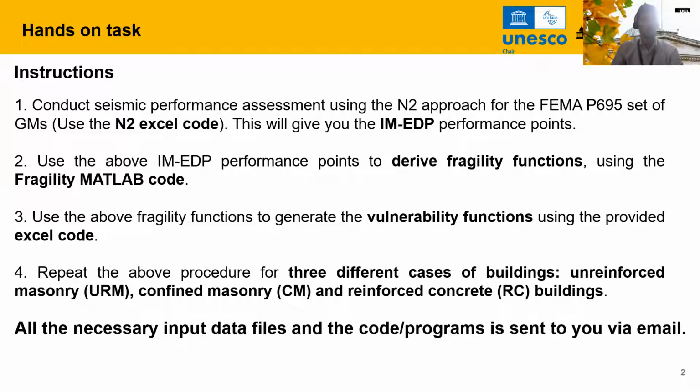So in step 2, you are required to use that IM versus EDP, the cloud of performance points, to derive fragility functions using the fragility MATLAB code that Asana was talking about. And in the third step, after you get the fragility functions, you are required to use those fragility functions and the loss ratio in the vulnerability Excel sheet that Raphael was explaining just before. We are giving you 3 cases: one is unreinforced masonry, one is confined masonry, one is reinforced masonry, and we are requesting you to do this for all 3 cases so that we can see how different buildings perform for the same set of ground motions.